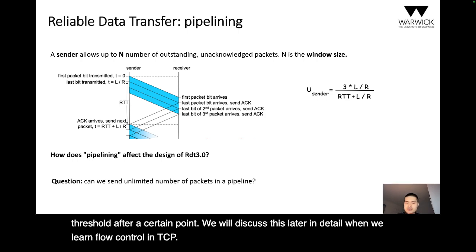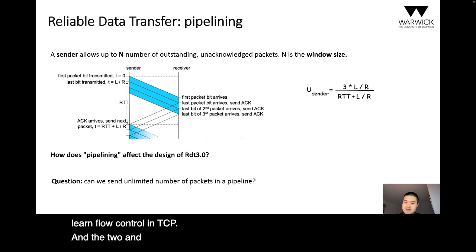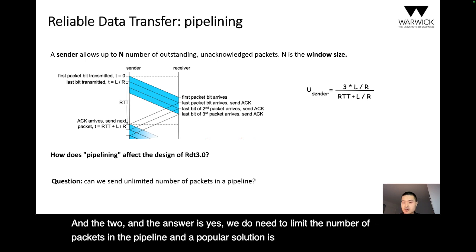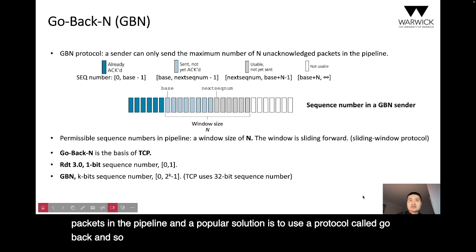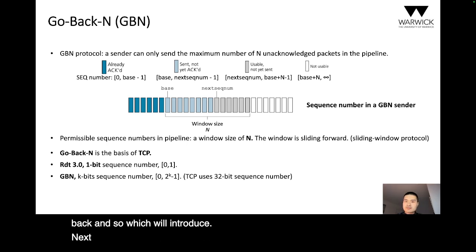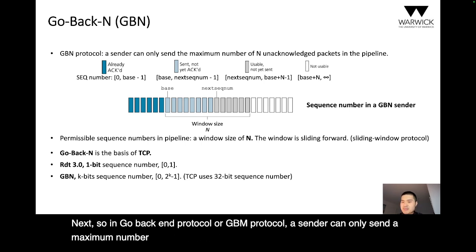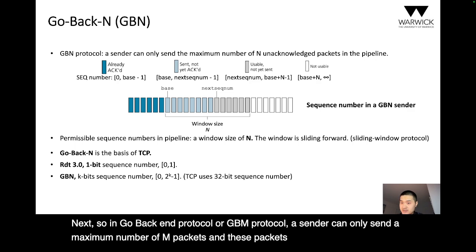And the answer is yes, we do need to limit the number of packets in the pipeline. A popular solution is to use a protocol called Go-Back-N, which we'll introduce next. In the Go-Back-N protocol, or GBN protocol, a sender can only send a maximum of N packets that are unacknowledged.